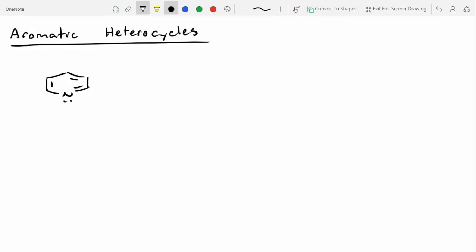Does anybody remember the name of this compound? Pyridine. When do we use pyridine? Yeah, tosylation. It's a really good non-nucleophilic base. I've got another one that also is a heterocycle that contains nitrogen. This is called a pyrrole. And now we have to look at these and we have to determine whether or not pyridine and pyrrole are aromatic.